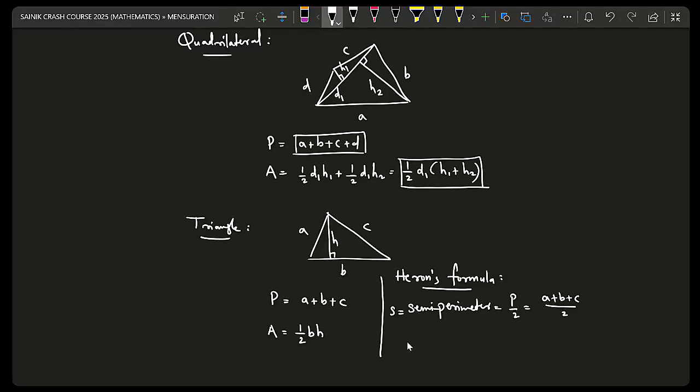Then after finding the semi-perimeter, now you can find the area of the triangle. The area of the triangle is many times represented by delta. So it's going to be the square root of S into S minus A into S minus B into S minus C. So using this formula also we can find the area of the triangle. So the semi-perimeter is A plus B plus C by 2, and once you get the value of S, you can find the area using the square root of S into S minus A into S minus B into S minus C.